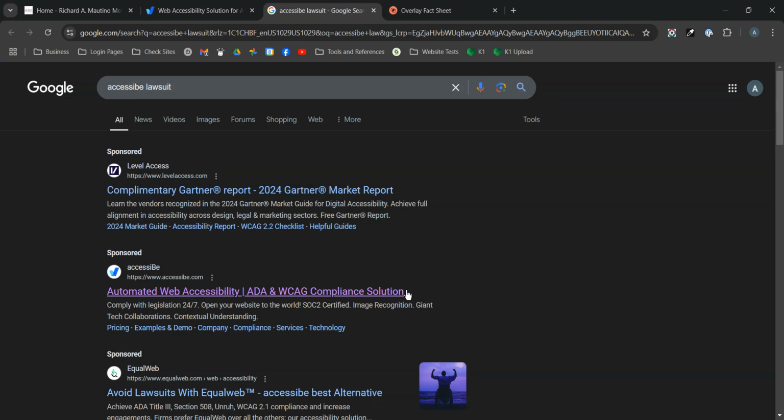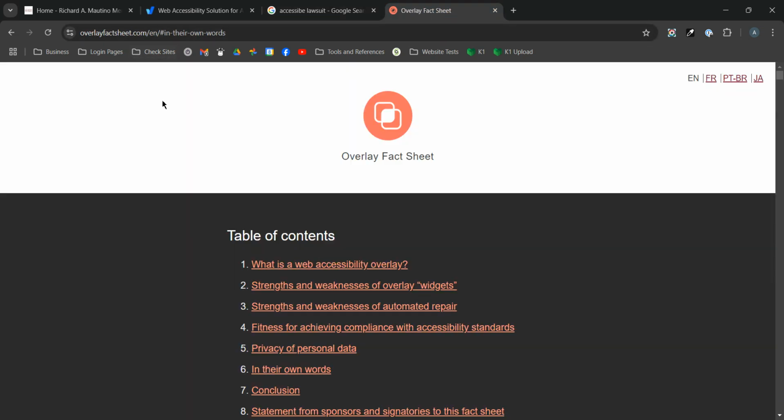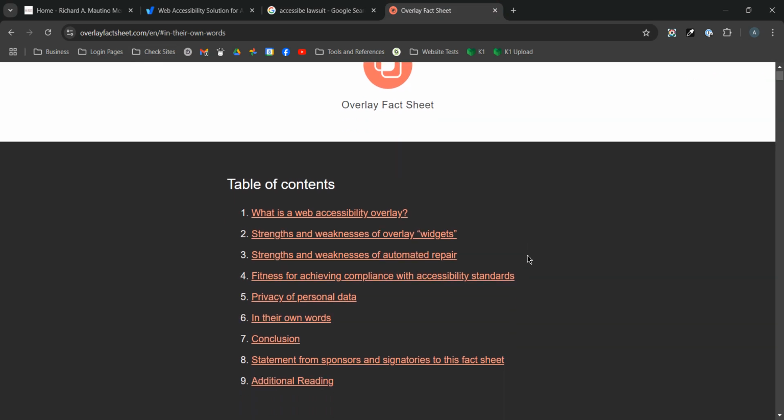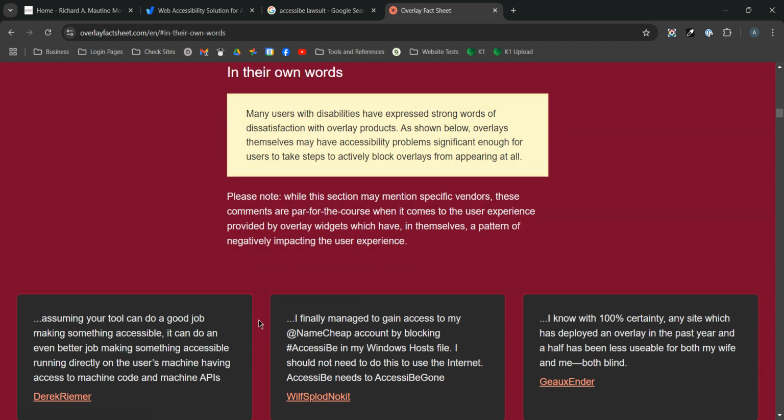Accessibe in particular is facing a lawsuit about web accessibility. You can check that out if you want, or you can check out the overlay fact sheet to learn more about overlays in general and what they are and what they do and what they don't do. In particular, you might want to look at number 6 that is titled In Their Own Words, where they actually spoke with people with disabilities about web accessibility and how they navigate the web. In this example here, they mentioned accessibility and talk about having to go in and do some kind of technical things to block accessibility from a website so that they could actually use it. So that's not what we want.